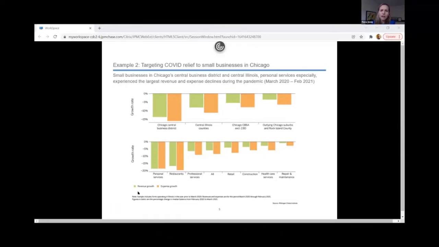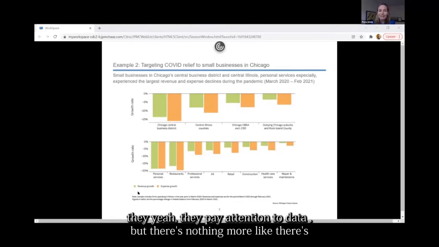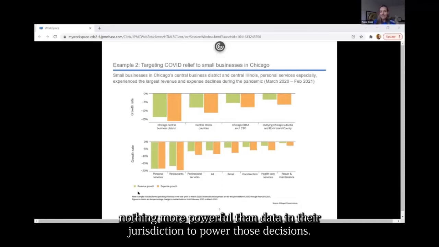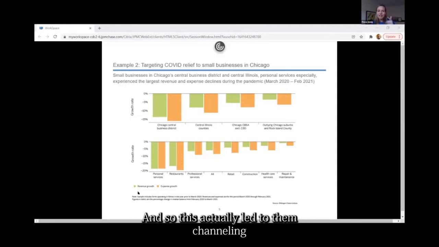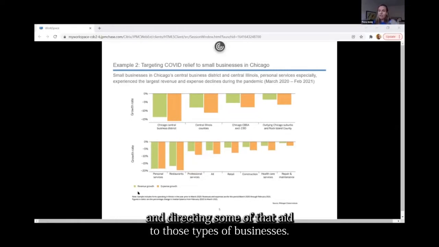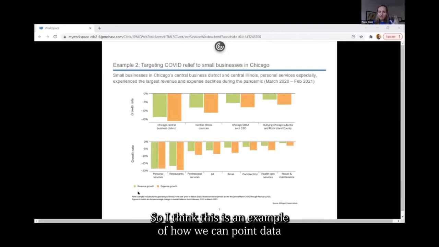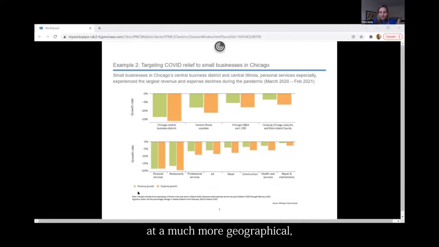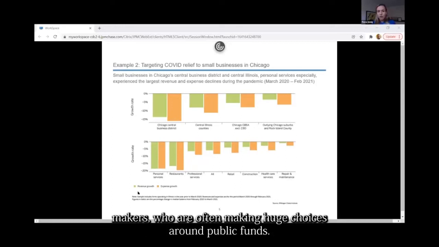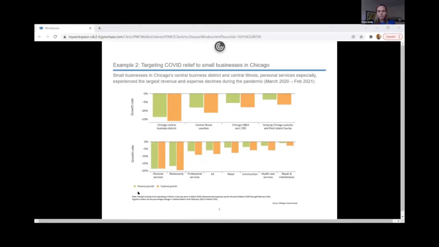And so if you've ever worked with local officials, they pay attention to data, but there's nothing more powerful than data in their jurisdiction to power those decisions. And so this actually led to them calling out personal services firms explicitly and directing some of that aid to those types of businesses. So I think this is an example of how we can point data in a much more geographically granular way to make it relevant to our local decision makers who are often making huge choices around public funds.